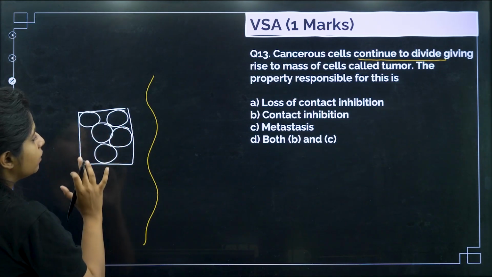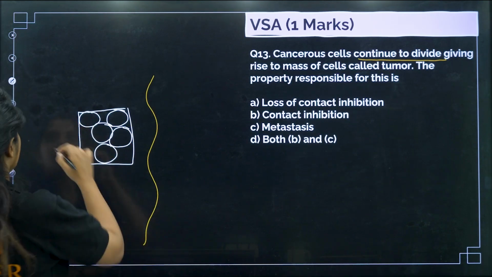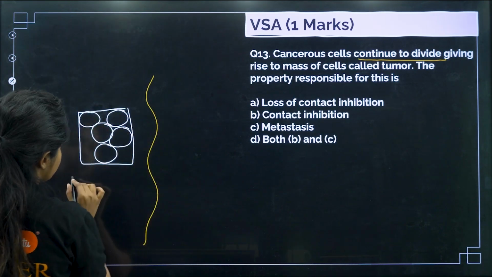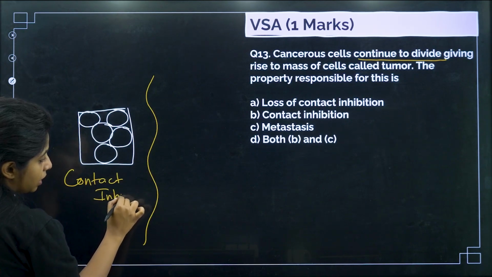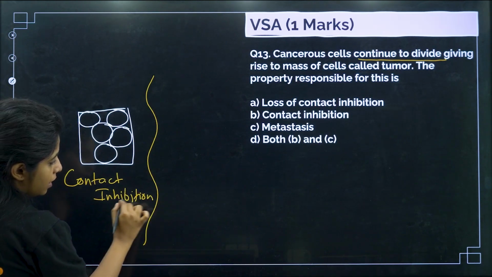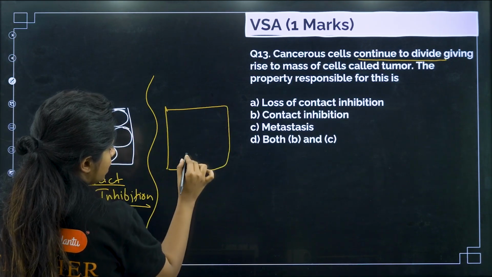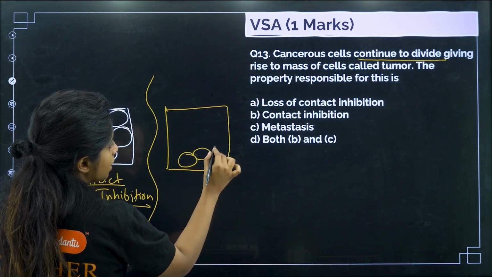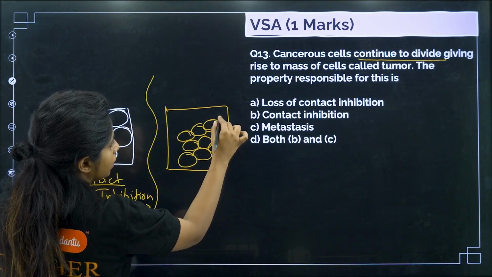Again, here it will be stopping. When it touches the other cell, it will stop dividing. It won't go on further dividing. This feature is known as contact inhibition. When it comes in contact, it will inhibit itself from dividing. In the case of cancer cells, for example, this is the box. It keeps on dividing even after being in contact with each other.